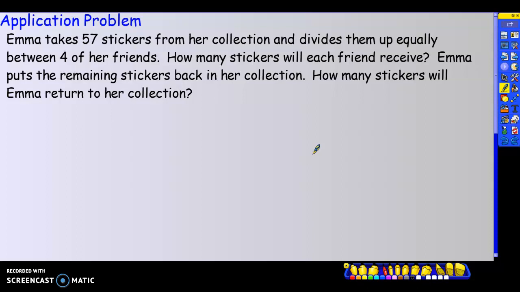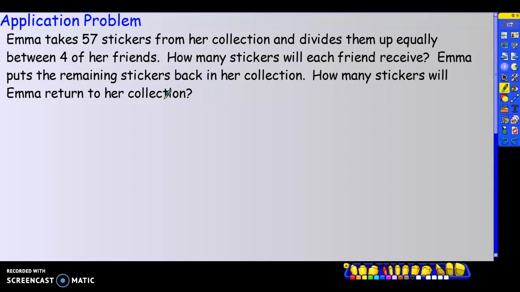So Emma takes 57 stickers from her collection and divides them equally between 4 of her friends. How many stickers will each friend receive? Emma puts the remaining stickers back in her collection. How many stickers will Emma return to her collection?